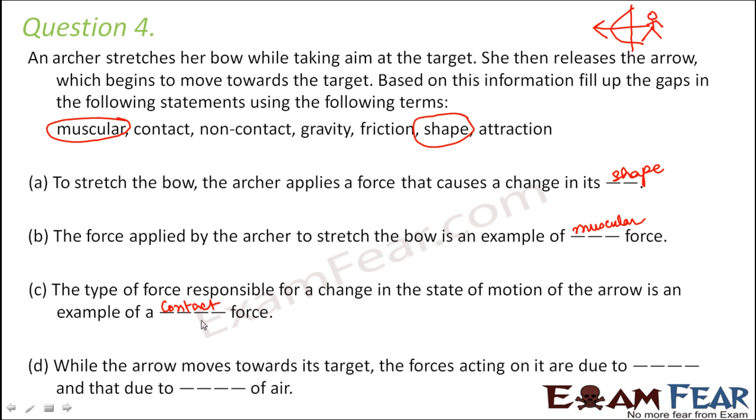While the arrow moves towards its target, the forces acting on it are due to ___, and that due to ___ of air. Now when you leave the arrow from the bow, it keeps moving. So what all forces will it experience? It will experience a force due to gravity, because earth is always exerting an attractive force on all the objects. And the other force would be due to friction of air, because as it moves through the air, the air is always trying to apply a force which is trying to oppose the motion. And that is why you will see that it moves for some distance, and then it falls to the ground, or it hits the target. So this happens due to the frictional force exerted by the air.